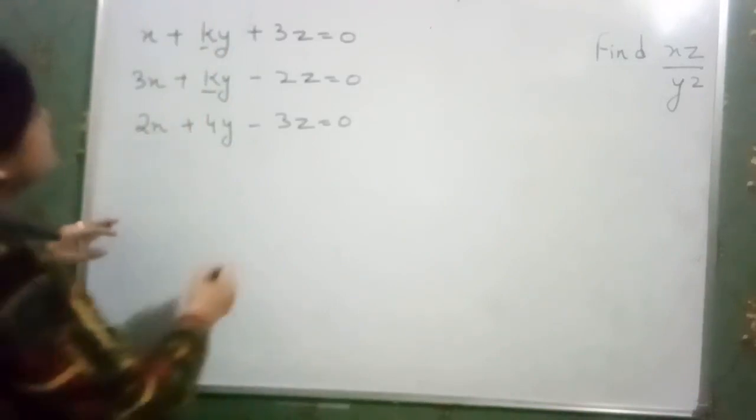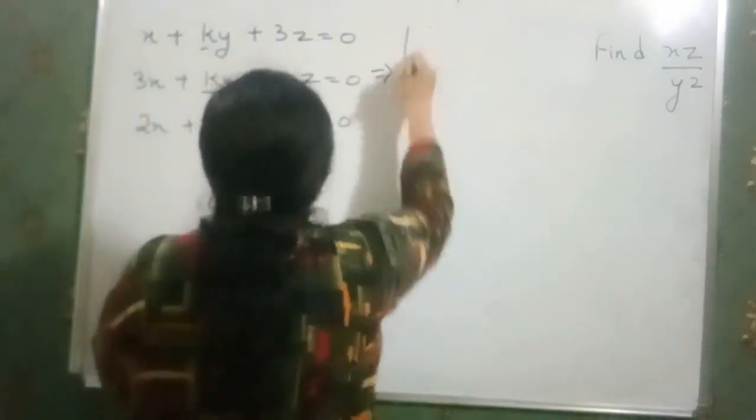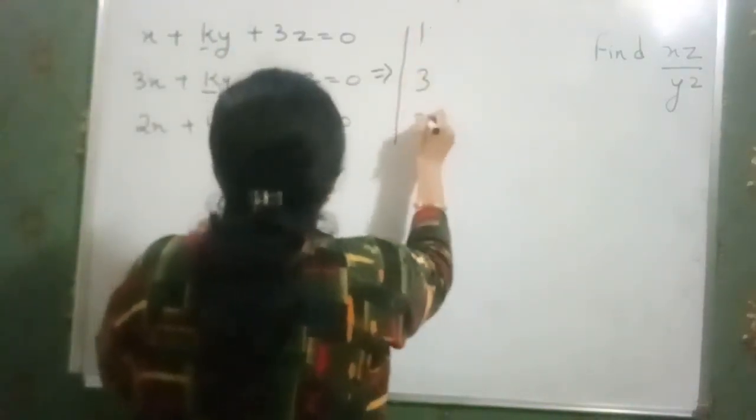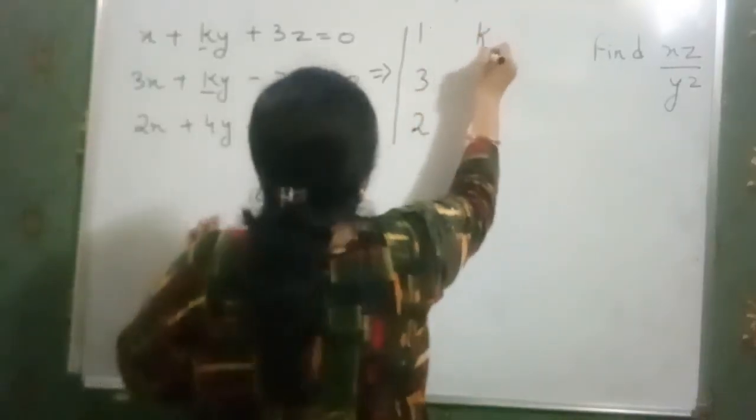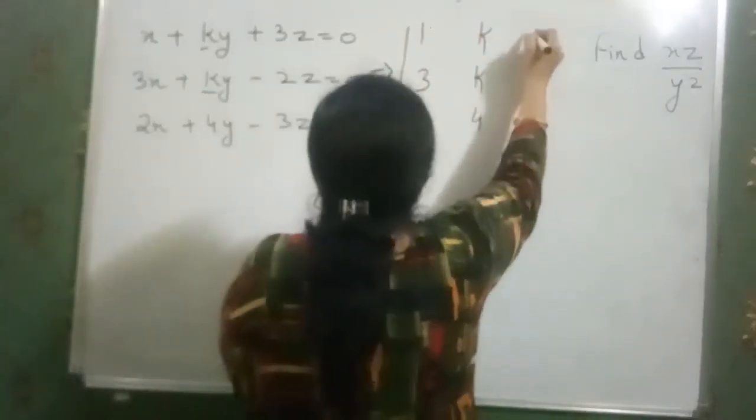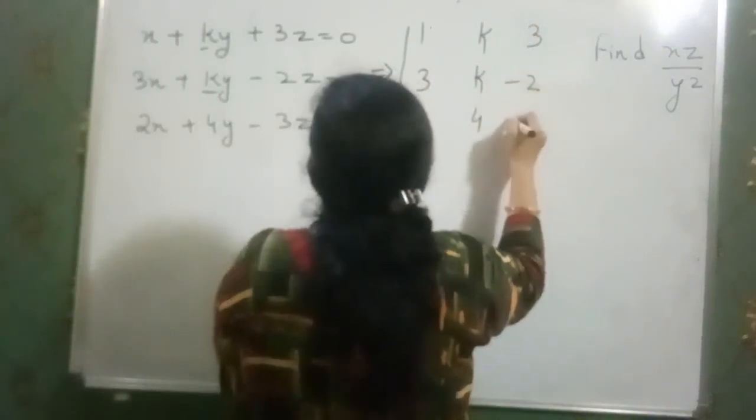For that, we have the determinant in the form of 1, 3 and 2, then k, k and 4, 3, minus 2 and minus 3.